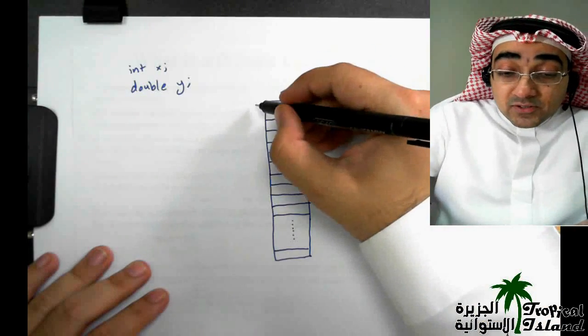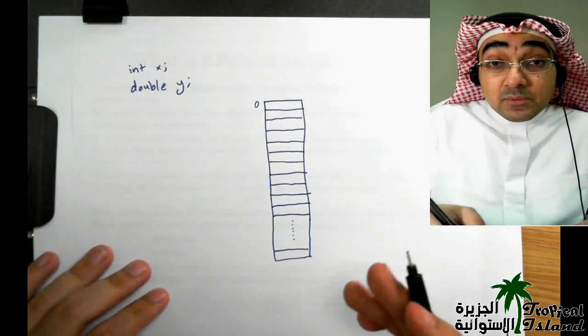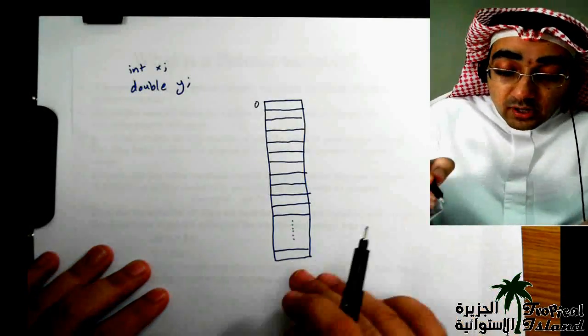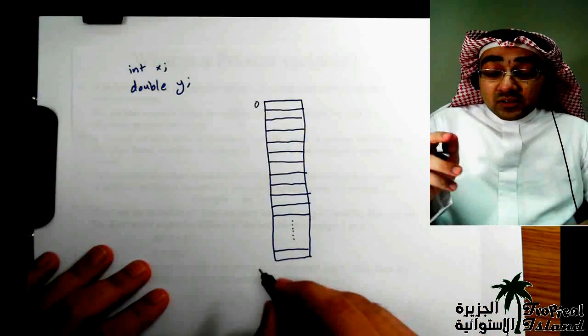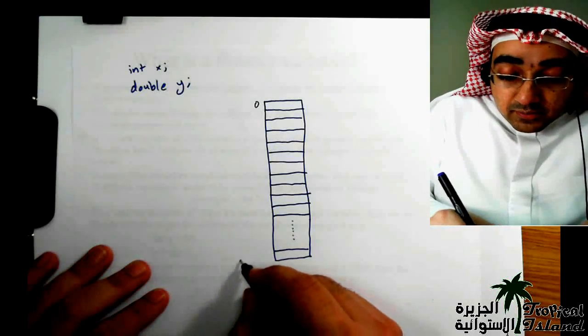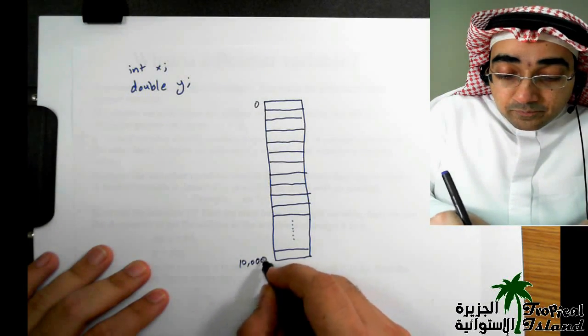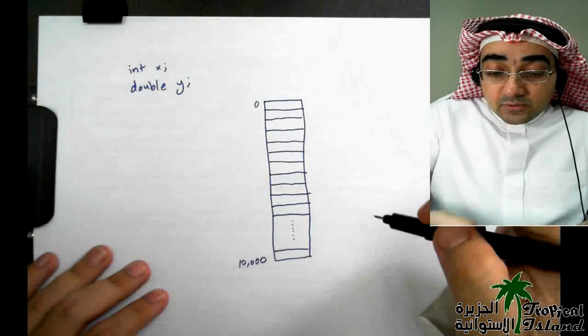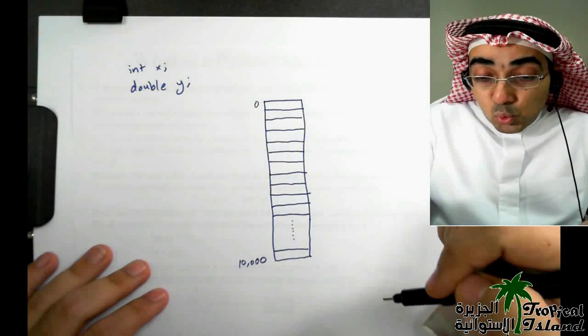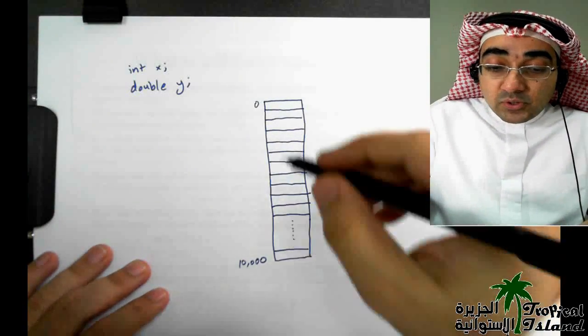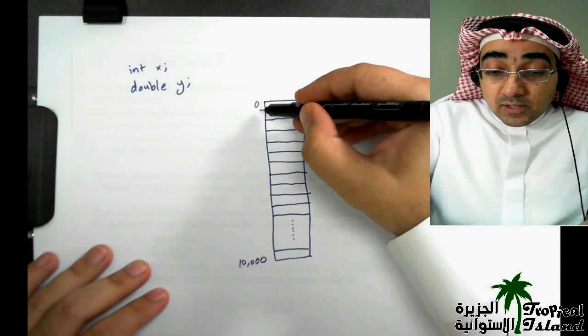And the size of the RAM goes from 0 to the maximum size of the RAM in your computer. For example, let's suppose we are using a small computer. This might be something like 10,000. Okay, so if you have 0 to 10,000, that means you have 10,001 memory cells that you can actually use. Each memory cell over here is a byte.